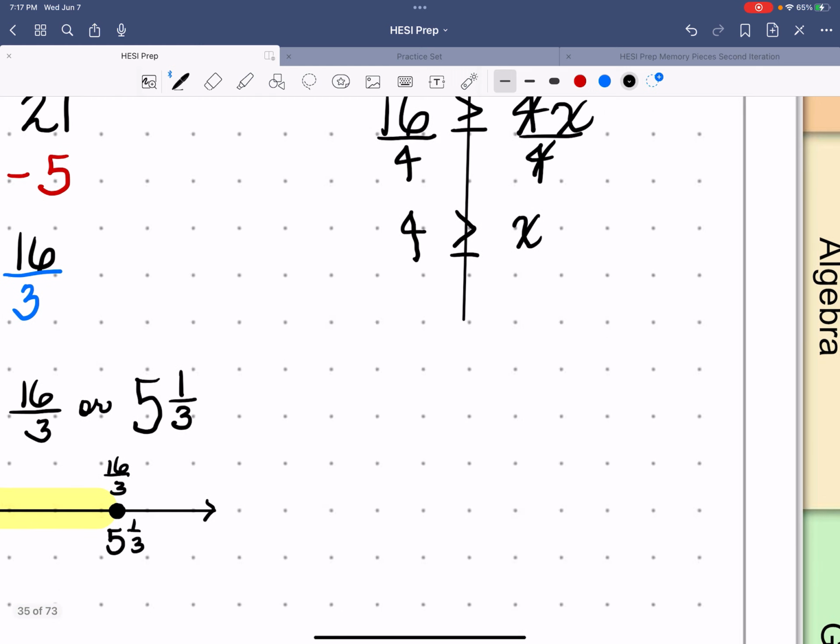And if you want to graph this one, you have to be really careful here because it's written backwards. We're going to put 4 over here. But that x has to be smaller than 4. You have to look at the way the arrow's pointing. So this one would be anything 4 or below.